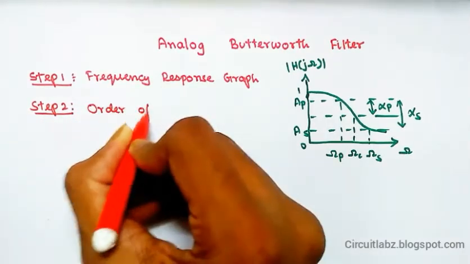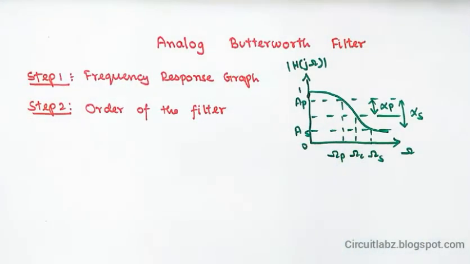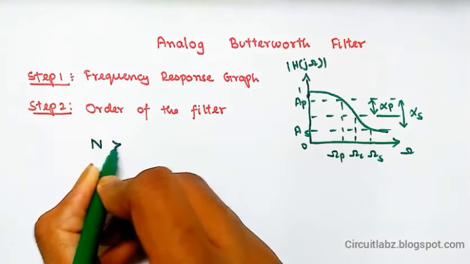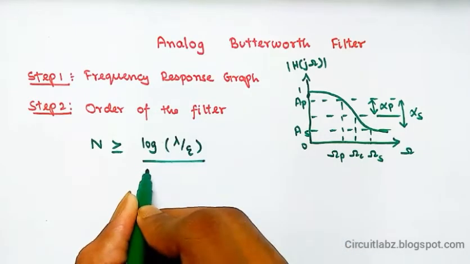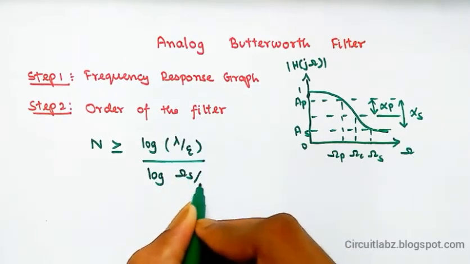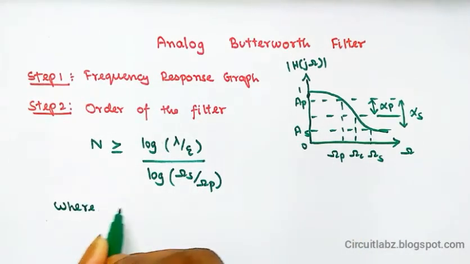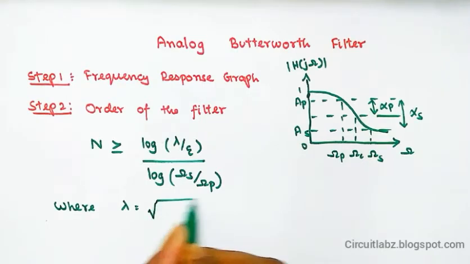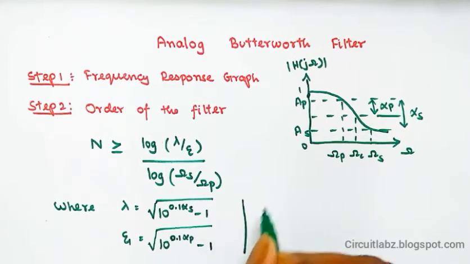So step 2 is to find the order of the filter. We have a formula for finding the order of the filter, where n is greater than or equal to log of lambda by epsilon divided by log of omega s divided by omega p, where lambda is equal to root of 10 to the power 0.1 alpha s minus 1, epsilon is equal to square root of 10 to the power 0.1 alpha p minus 1.